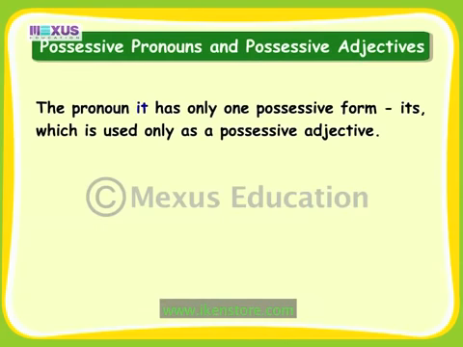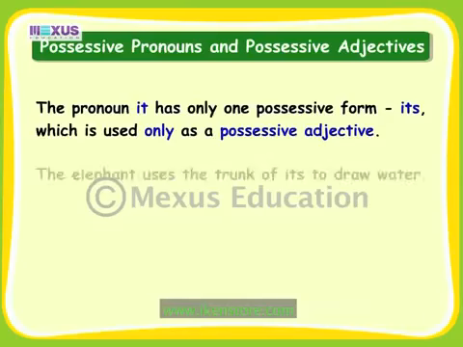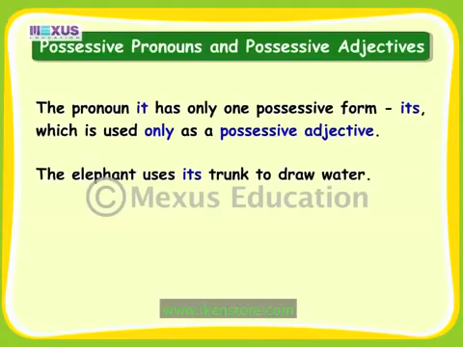The pronoun it has only one possessive form, its, which is used only as a possessive adjective. For example, we do not use its to say the elephant uses the trunk of its to draw water. Instead, we say the elephant uses its trunk to draw water. Here, its is used as a possessive adjective.